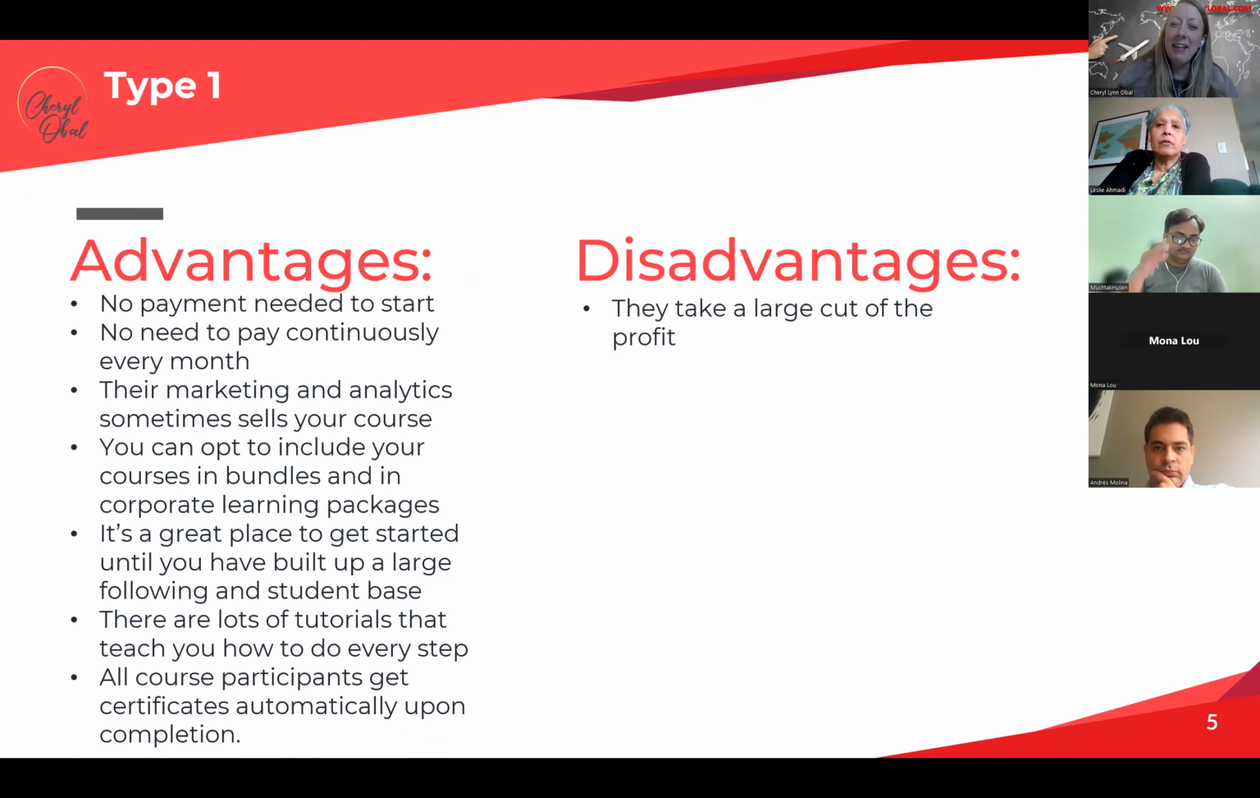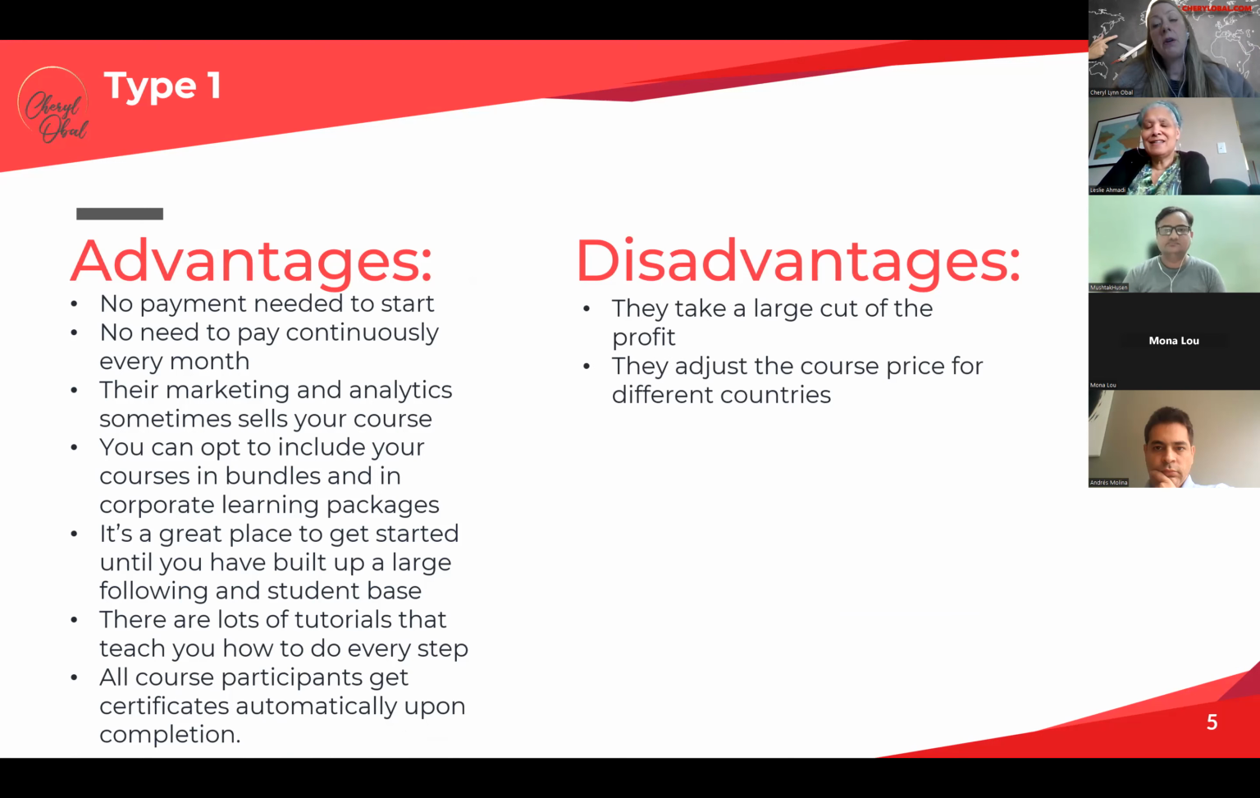Well, they take a large cut of the profit. They adjust the course price for different countries, different markets. So for example, my course that is 25 euros in Europe, they might charge $7 or $8 if somebody's buying it from the Philippines, for example. And then if they take 45% of the profit, you just end up getting a few dollars. And that really hurts sometimes, I have to be honest.